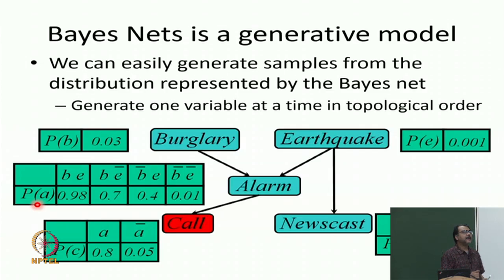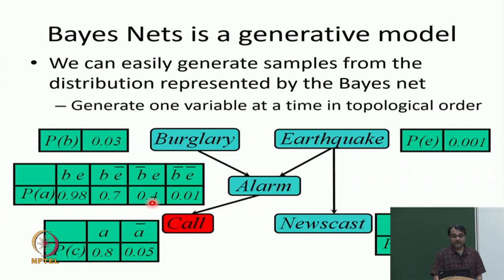So, we toss a coin with probability 0.03, we figure out the value of burglary. We toss a coin with probability 0.001, we figure out the value of earthquake. Now that we have the value of burglary and earthquake, the alarm probability is determined by one of these four values, depending upon whether burglary and earthquake were true, burglary was true, earthquake was false, or what was going on. And then let us say burglary was false, earthquake was true, then we toss a coin with probability 0.4, and that tells us whether actually alarm goes off or not.